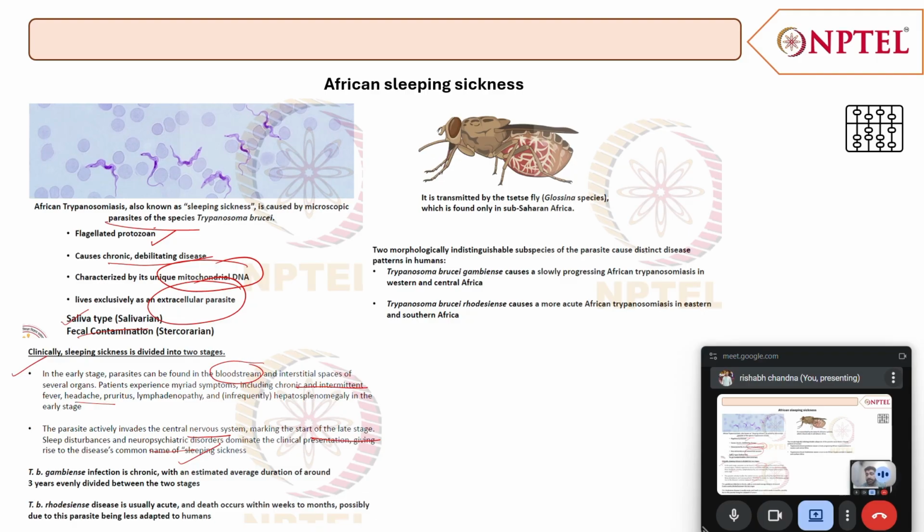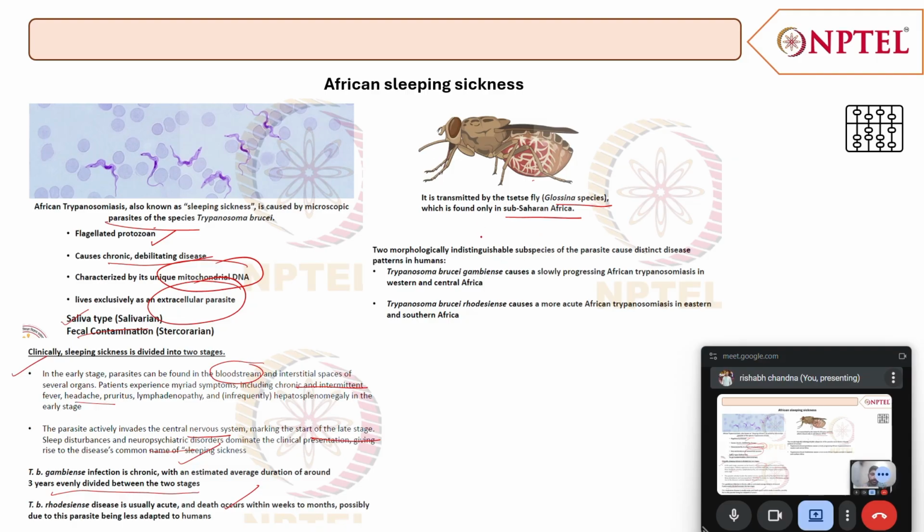Then Trypanosoma brucei gambiense infection is chronic, with an estimated average duration of about 3 years, evenly divided between the two stages. Another species, rhodesiense, causes a disease that is usually acute, and death occurs within weeks to months, possibly due to the parasite being less adapted to humans. It is transmitted by the tsetse fly, that is Glossina species, which is found only in sub-Saharan Africa.